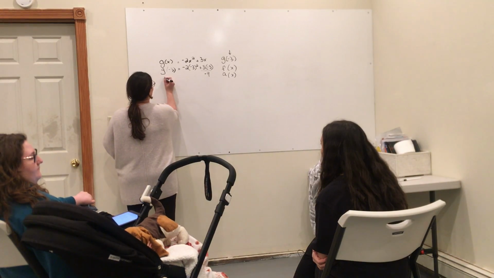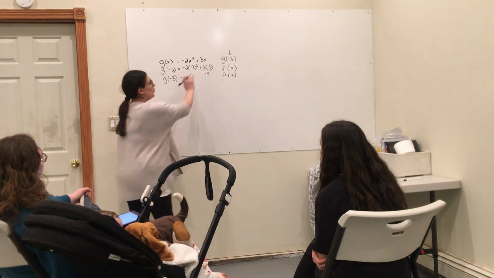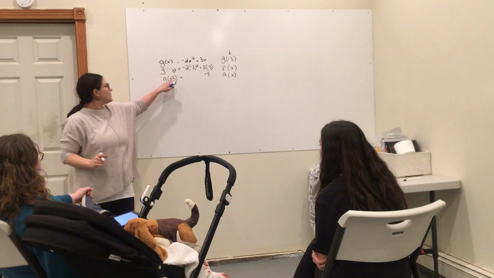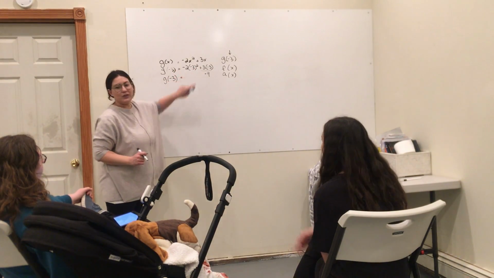Okay, so now -3 equals, we have this here. What do we do with this? How do we treat this? Do we do something with this exponent first, or do we deal with these numbers first?